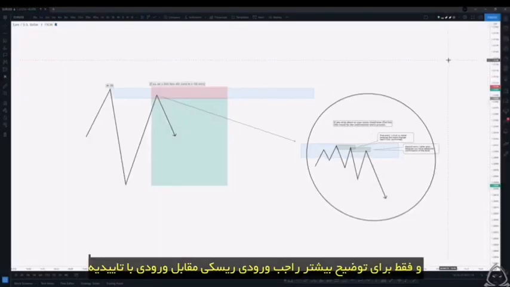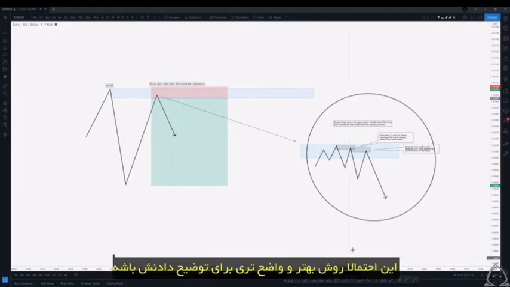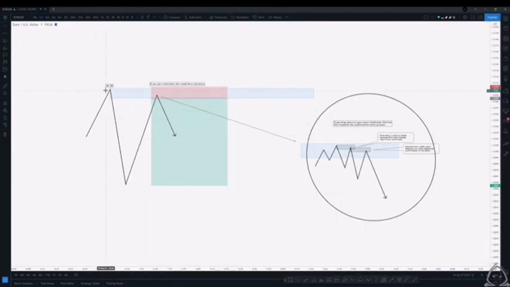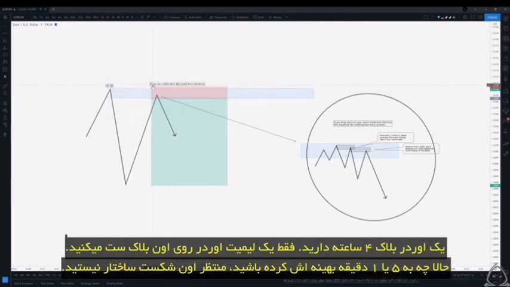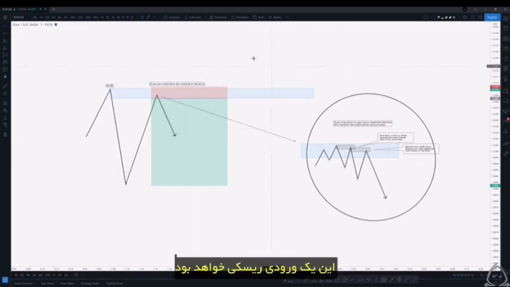And just adding on really quickly to the whole risk entry versus confirmation entry, this is probably a little bit cleaner way of explaining it. You have your 4-hour order block. If you just set a limit order on that order block, whether you refined it down to a 1 minute or 5 minute, and you're not looking for that break of structure, that would be a risk entry.